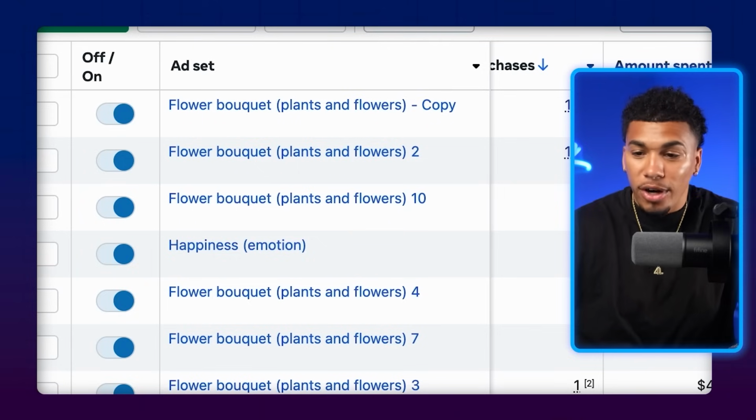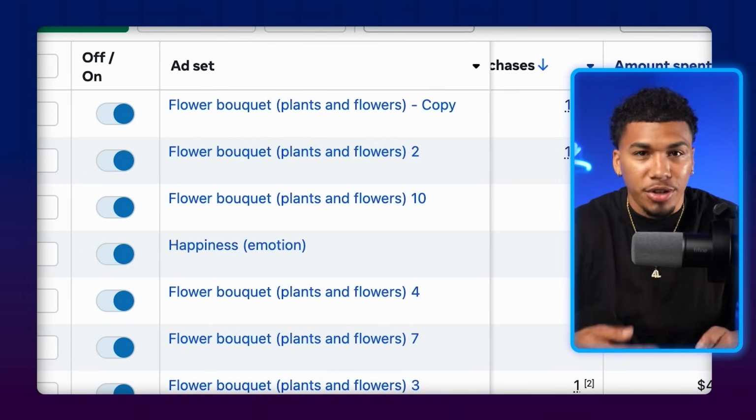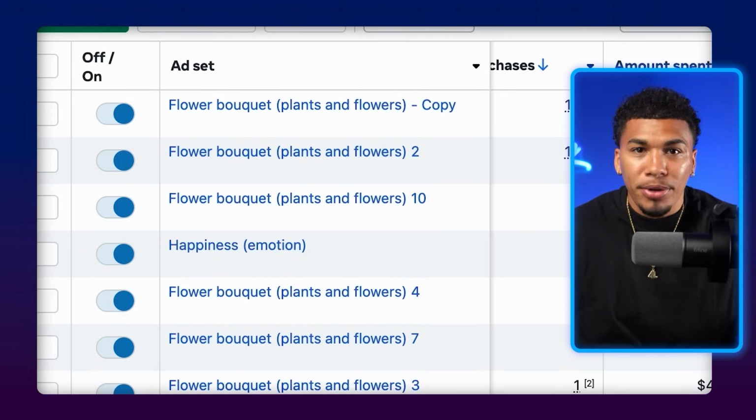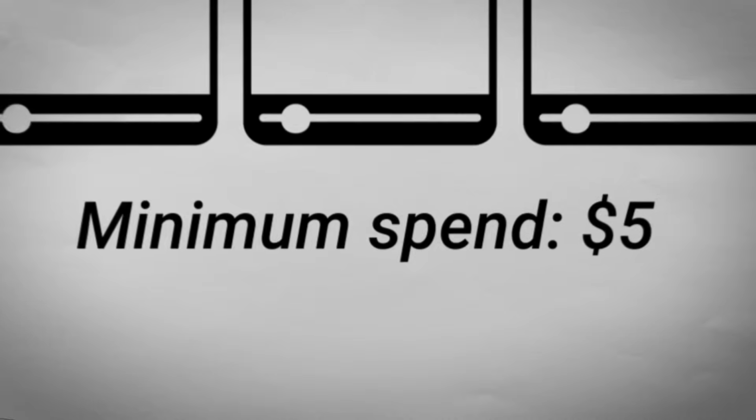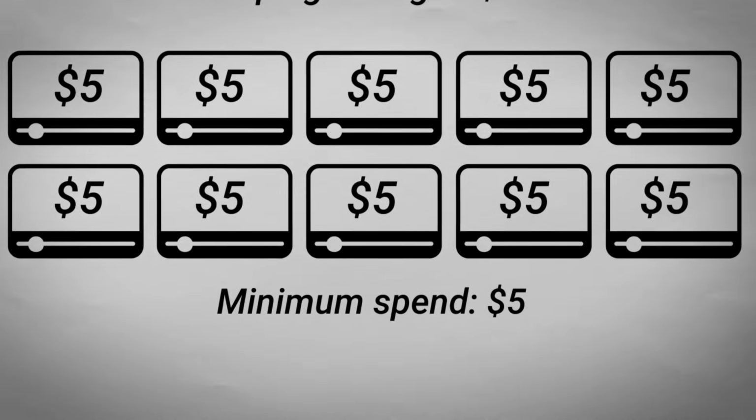Now in this campaign, I also had other interests that were doing well too. For example, flower bouquet. Now for this one, I didn't horizontally scale by finding more additional interests. I just continued to keep duplicating it at the same budget. So as I already told you, I'm doing a CBO campaign where I have a $5 minimum spend across each ad set. So after this interest ended up doing well for me, I just duplicated it 10 times inside the same CBO, giving it the exact same budget.